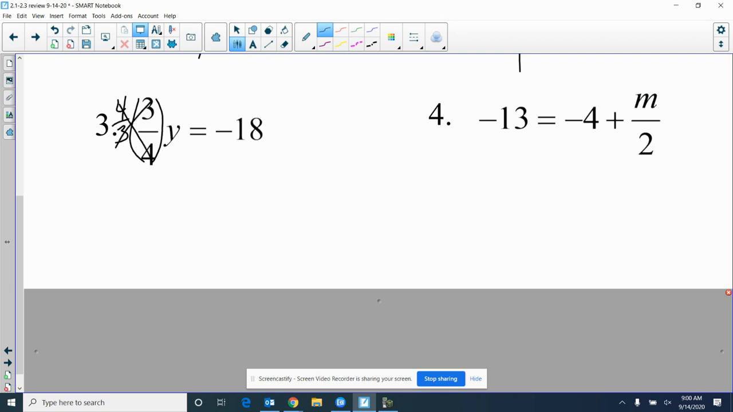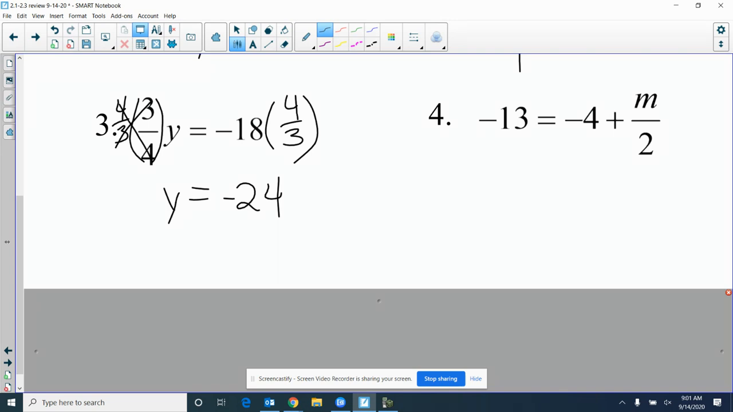It's not radiation. Not just any word that starts with an R. All right, now I'm going to do the same thing to the other side. -18 times 4/3. Zach, what'd you get? -24. Y equals -24. That is correct. Nice job.